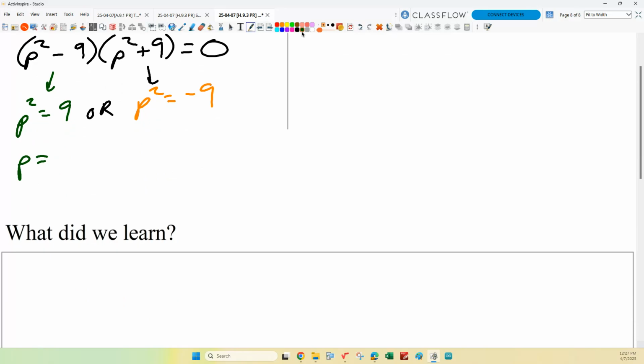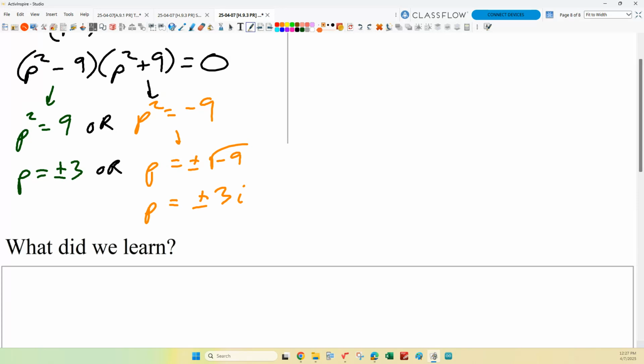Plus or minus 3. Or, what solutions did I get from the orange equation? If I square root both sides, P would equal plus or minus the square root of negative 9. So P would equal plus or minus 3i. Everybody agree? How many total solutions did I get? 4. Okay. So what went wrong the first time?